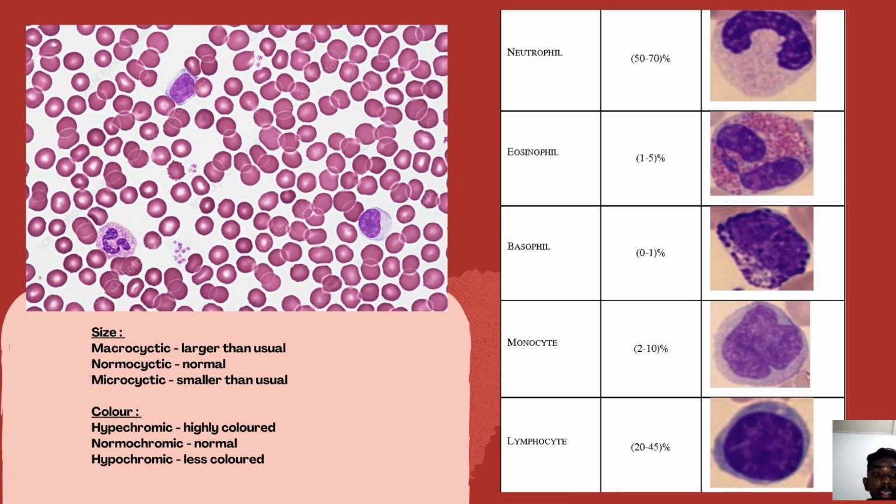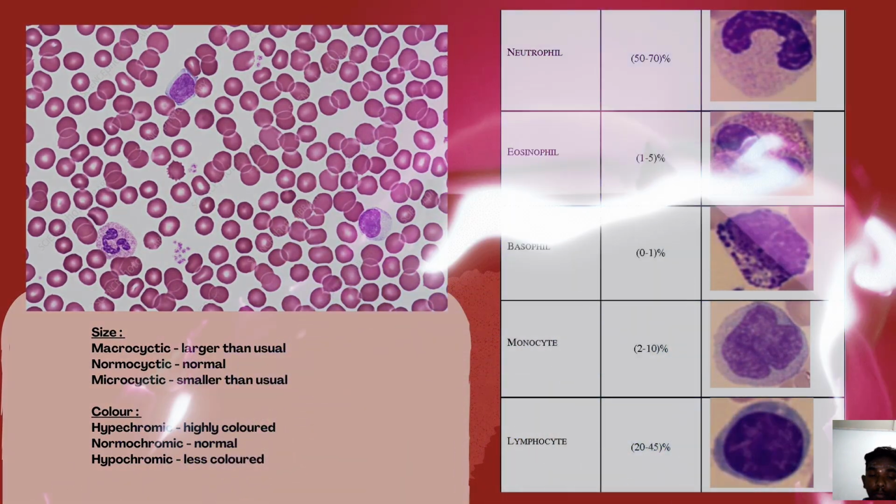However, for RBC, we usually observe their color and also size. For size, if there is abnormality, we report it as macrocytic, which is larger than usual, or microcytic, which is smaller than usual. For color, we report as hyperchromic, which is highly colored, or hypochromic, which is less colored, if there is abnormality.